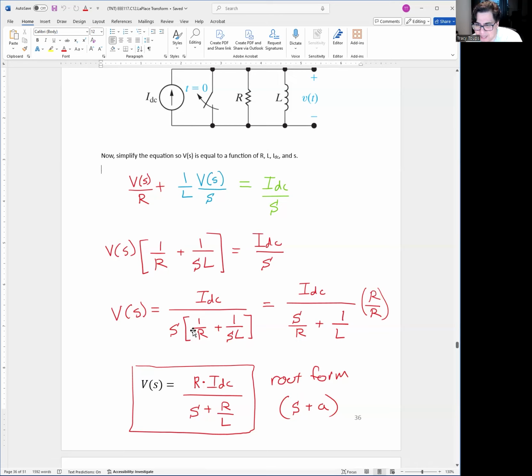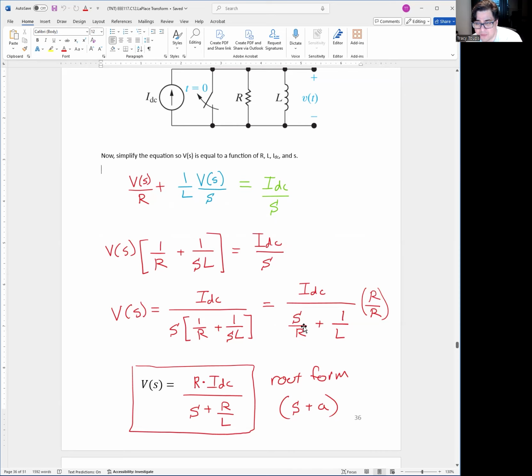Let's put S into both of these. So let's get rid of the brackets, multiply S on both sides. You have S over R, plus the S goes in here. So we have S over SL, the two S's cancel. So you just have an L right here. Okay, so now we have IDC divided by S over R plus 1 over L. It's good form to put the biggest S by itself.